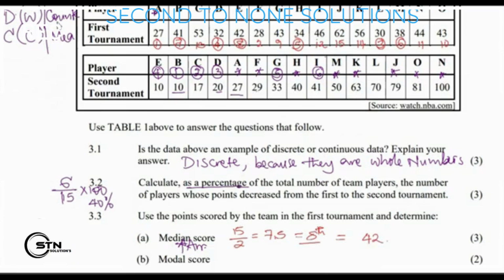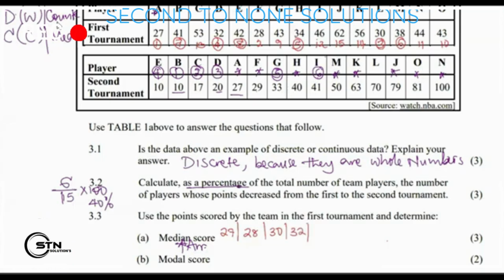For those who don't want that, this is how we do it. For those who don't understand, let me arrange it for you. Because we said it's a middle number, so we start with 27, followed by 28, followed by 30, followed by 32.